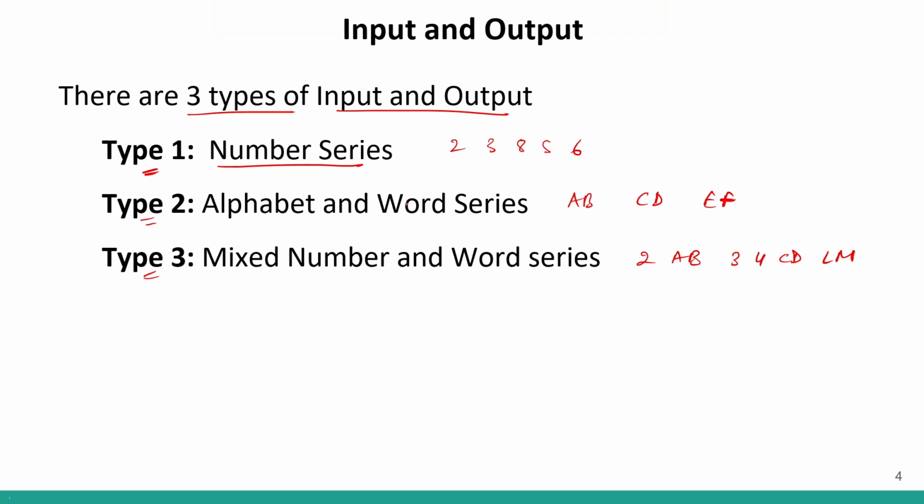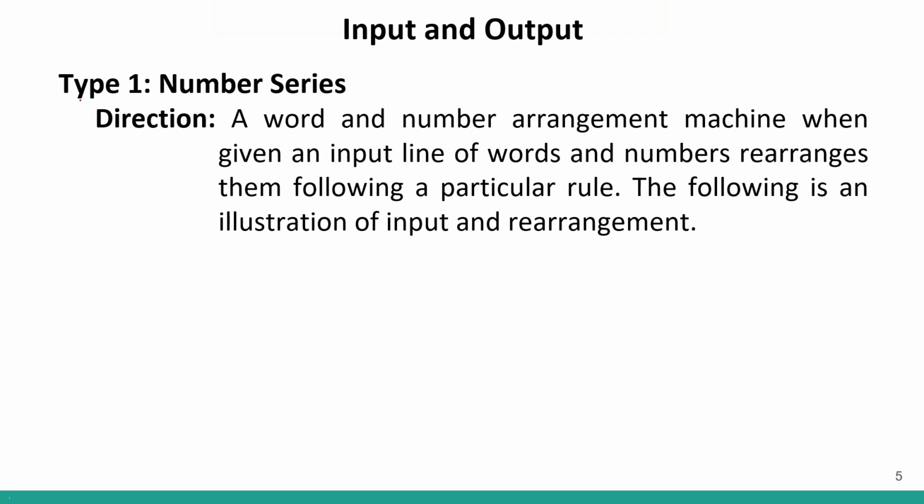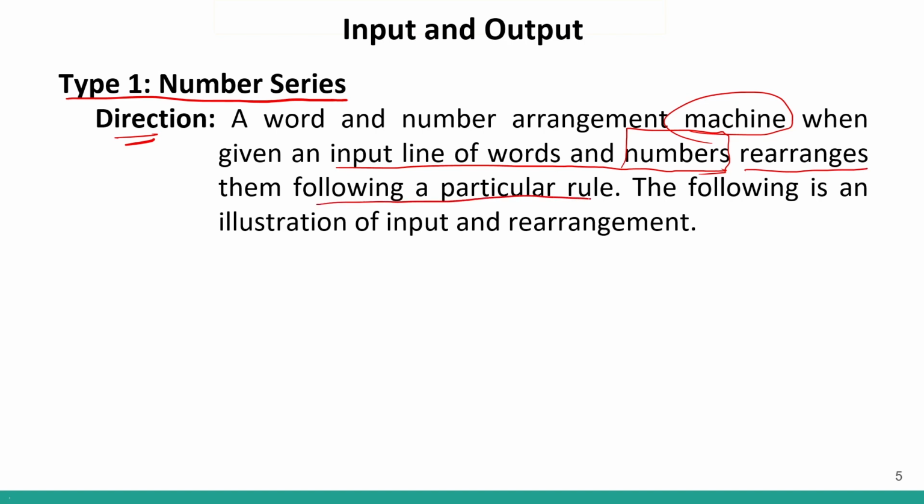So to understand this better, let us take help of some questions. Type 1, let us discuss number series. So these kind of directions will be given in your question. So the direction says a word and number arrangement machine, when given an input line of words and numbers, rearranges them following a particular rule. So now we are talking about only numbers. So we give a machine certain numbers, and that machine rearranges them following a particular rule.